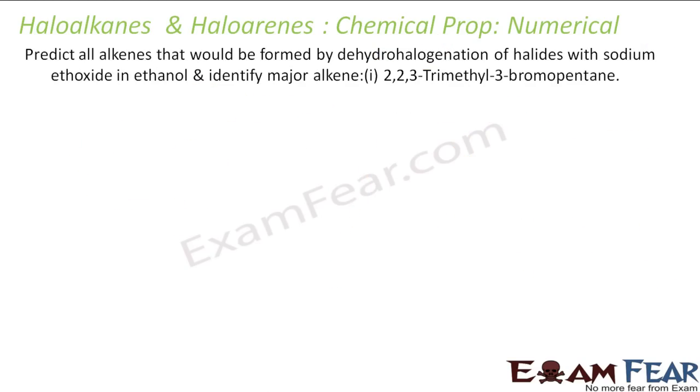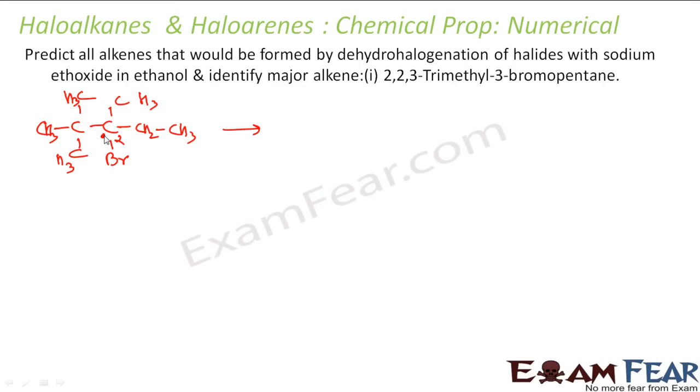Let's take the same question for a different substrate. 2,2,3-trimethyl-3-bromopentane. Let me first draw the pentane. At 2 I have 2 methyls. At 3 I also have a methyl. And at 3 I also have bromo. This is my compound. Right? I can add hydrogens here. CH3, CH3, CH3, CH3, this is tetravalent carbon, this is CH2 and this is CH3.